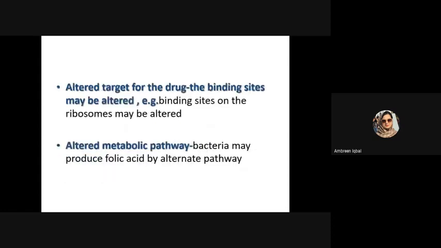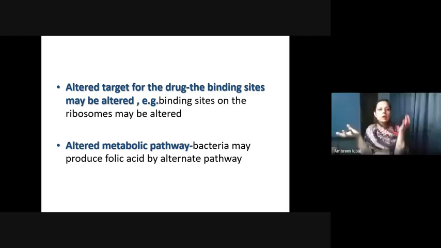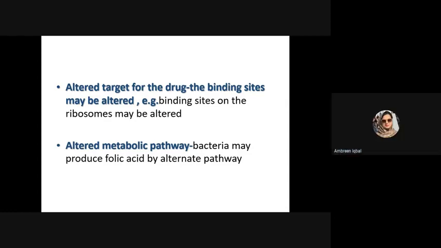Some bacteria alter the target of the drug. The drug has to bind to a receptor and then enter the organism. The bacteria actually alter the target site. It alters its binding site and changes the shape of the site, and the drug is not able to identify the site. This way the drug is not responded to by this bacteria. Sometimes the bacteria alter the metabolic pathways. They produce folic acid by other pathways, like in case of sulfonamide tolerance.